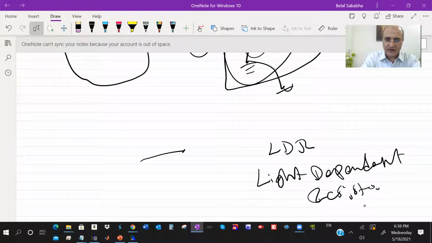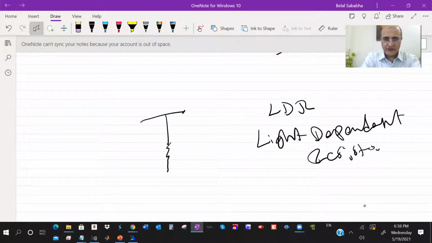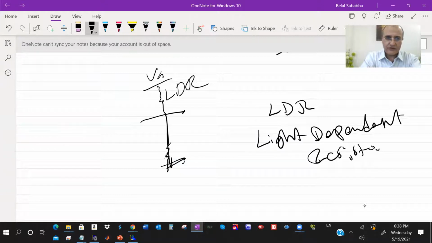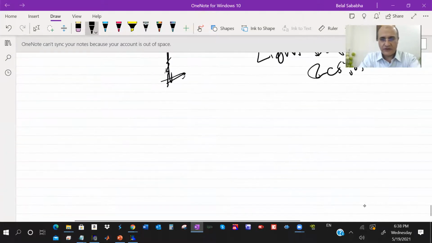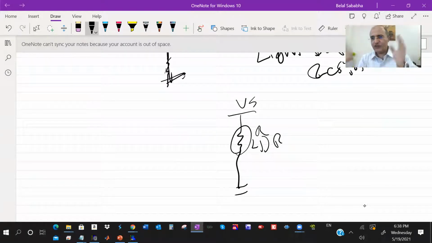You put the resistor in a circuit. You can put a voltage source here, and put the LDR here, and take this to ground. Let's do it like this. This is the LDR, and this is your voltage source. This is your ground. The resistance of this changes with the light, either increases or decreases.